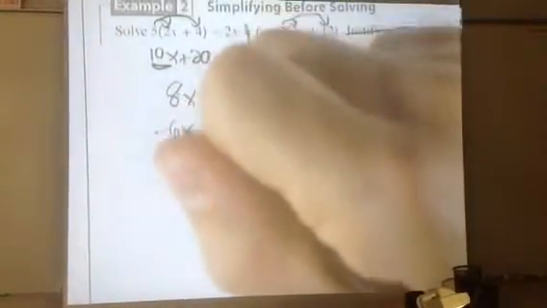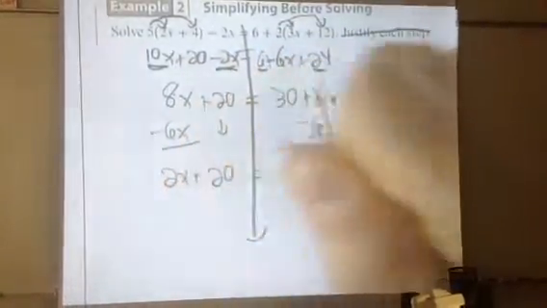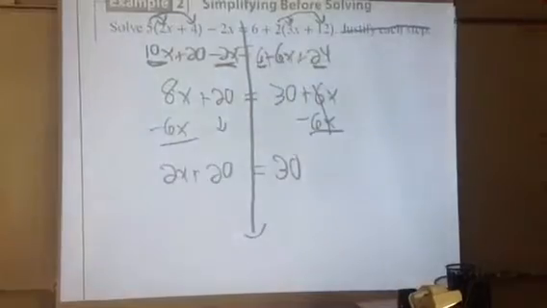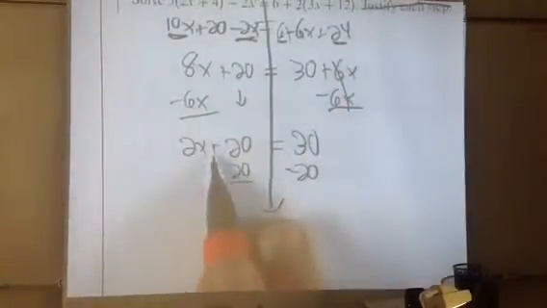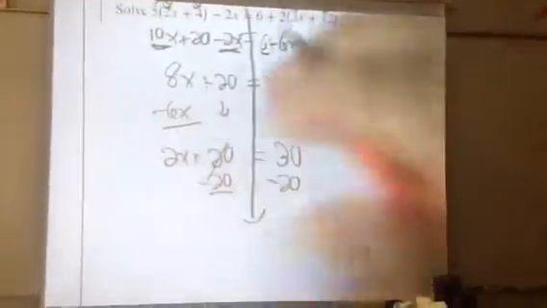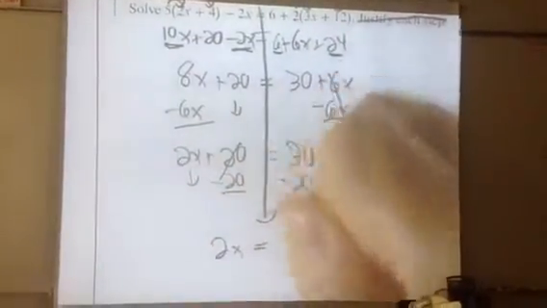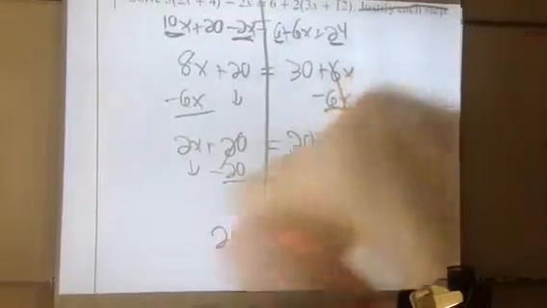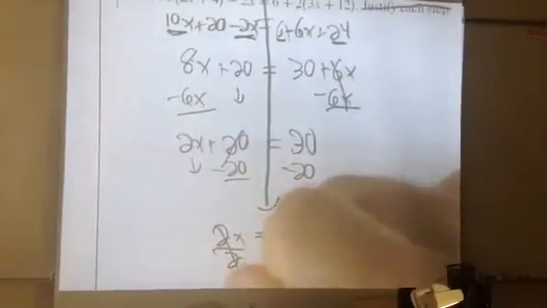Those 6x's cancel. 8x minus 6x gives me 2x. Drop down that plus 20 equals 30. Then I've just got a two-step equation that I need to solve by subtracting 20 on each side. Get rid of addition before you get rid of multiplication. Subtract 20 on each side. Those cancel. Drop down that 2x. I've got 2x equals 30 minus 20, which is 10. I finish by dividing each side by 2. That gives me x equals 5.